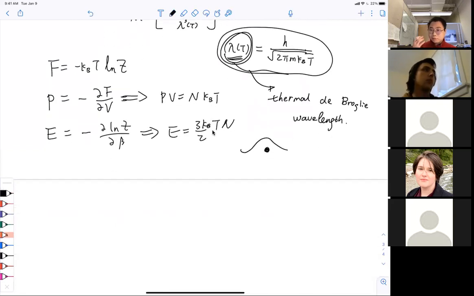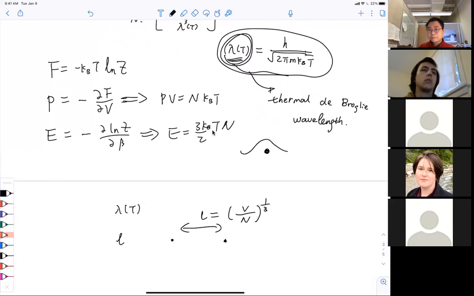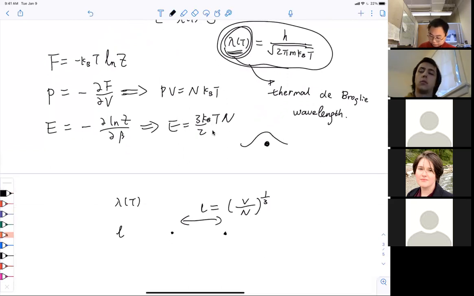So then we have two length scales in this problem. One is this lambda t. Another one is the average distance between two particles, which I denote as L. L is equal to the total volume divided by the number of particles, to the power of 1/3, right?